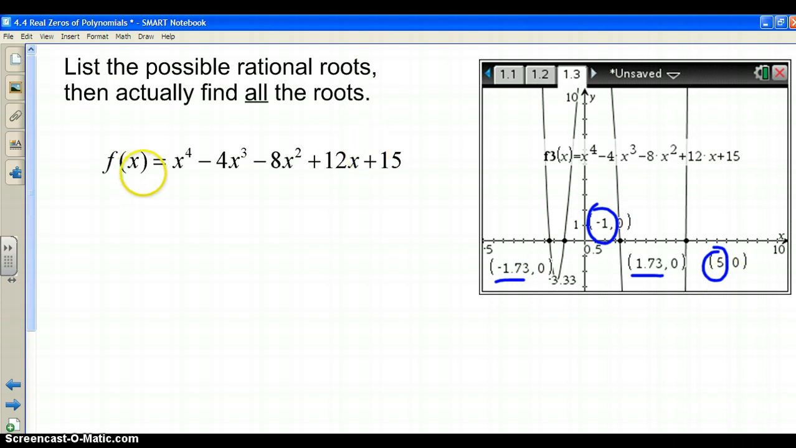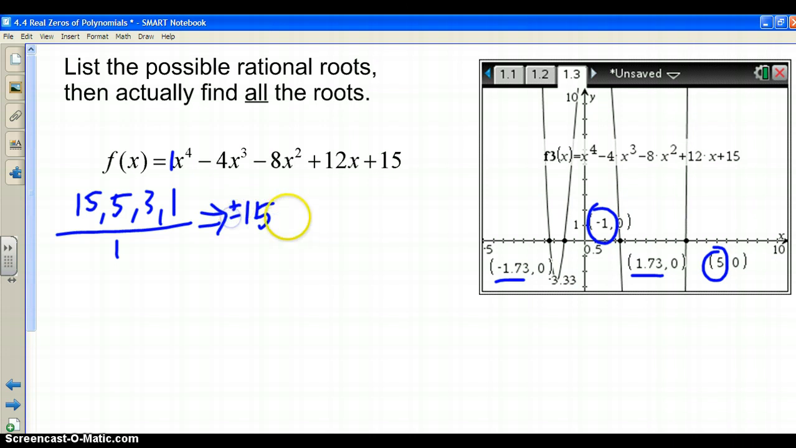Let's just double check. Let's do our whole rational root theorem, just to make sure what happens here. So factors of 15 up top: 15, 5, 3, and 1. Factors of 1 in the denominator. So my possible rational roots would be plus or minus 15, plus or minus 5, plus or minus 3, and plus or minus 1. If there are rational roots, they would come from this group, and you can see -1 and 5 came from this group here, so that's no surprise.